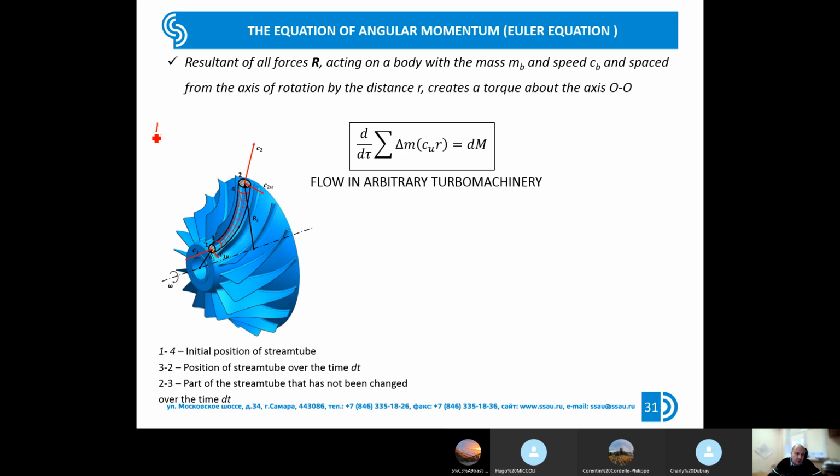At the first moment, t0 equal to 0, the flow tube was in position 1, 4. After a very small period of time, t0 plus dt, where dt tends to 0, the tube will have moved into position 3, 2.